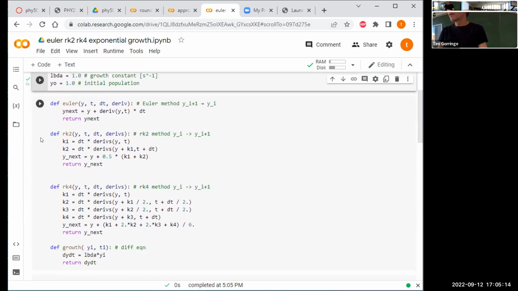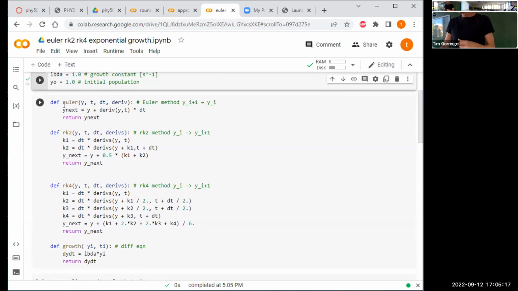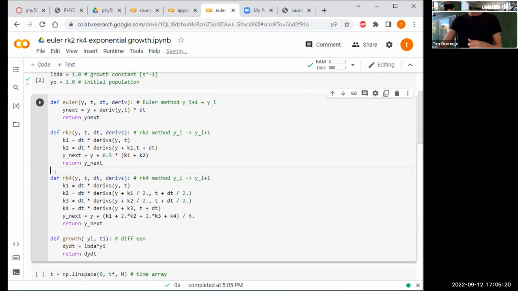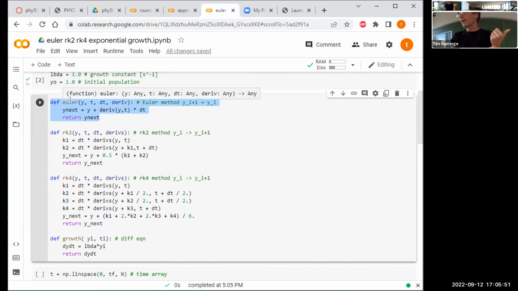So let me set that up. In this next cell, I've got the 3 functions that we're going to use to calculate the value of the function at one time interval from the previous time interval. And I've also downstairs here got the function that's going to describe the first order ordinary differential equation. So upstairs here, this is the function I just cut and pasted from the last class. So this is the Euler method for calculating the value of the function y, say, at time t plus delta t from the value of the function y at time t.